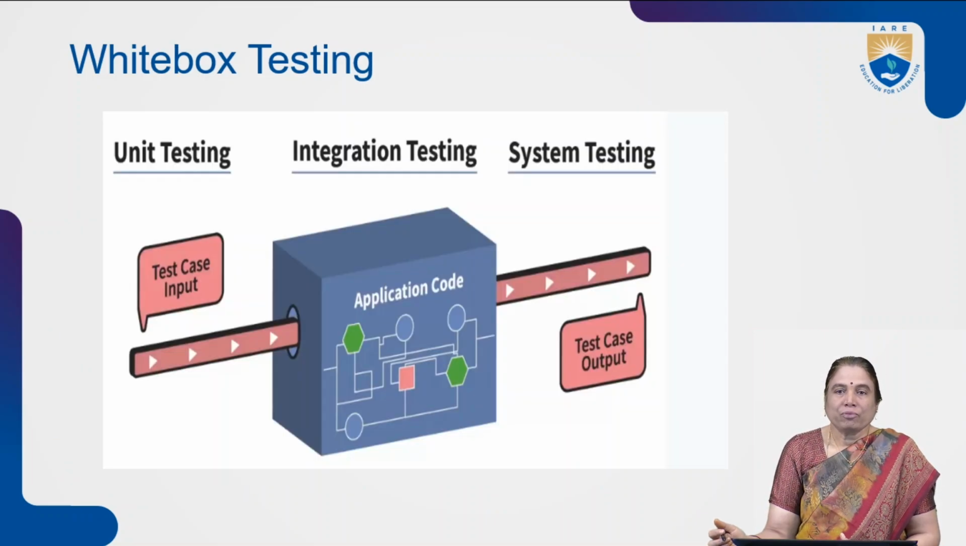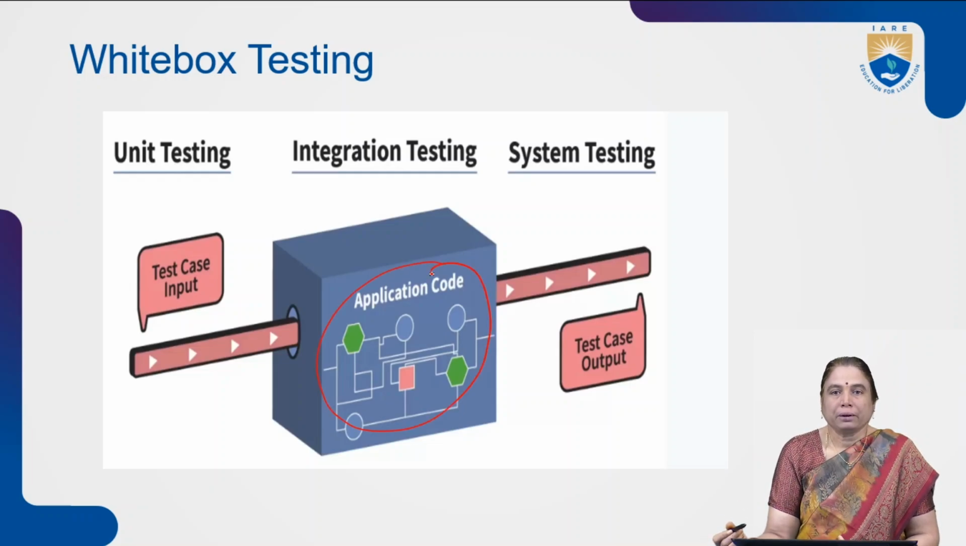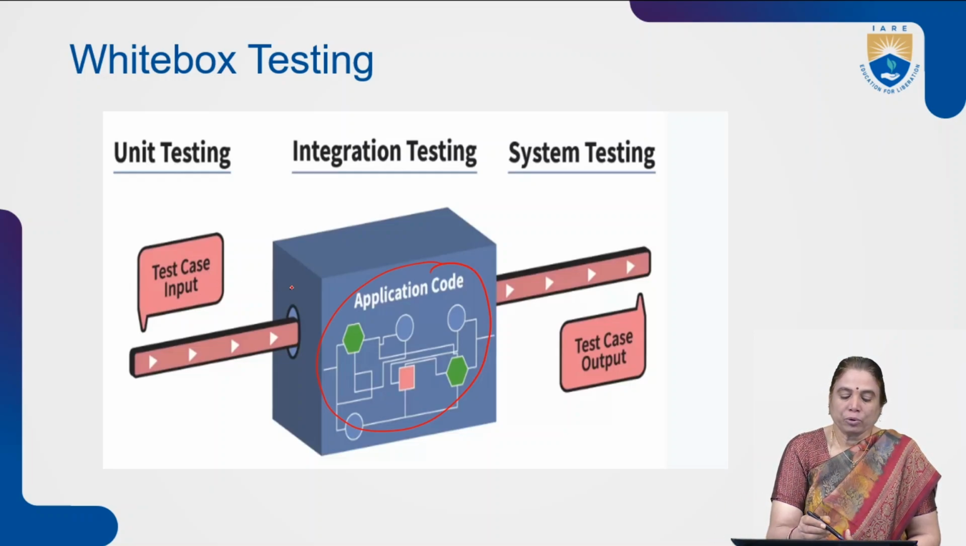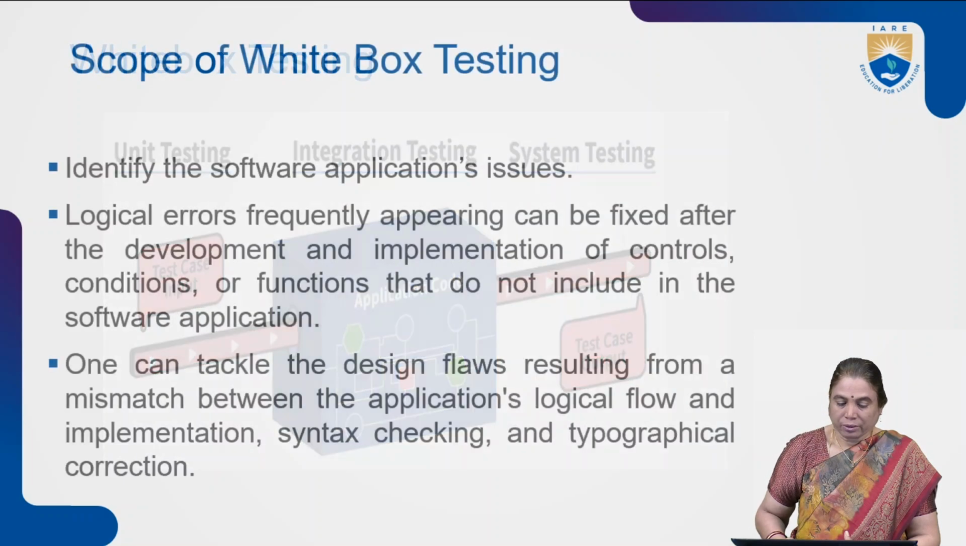So in white box testing, the application code is the major part of testing. The test engineer needs logical skills and coding skills, and the test cases are designed based on these skills according to the system architecture, checking whether the code produces correct functionality or not. In unit testing, integration testing and system testing, the programming skills of the test engineer are required to perform white box testing.